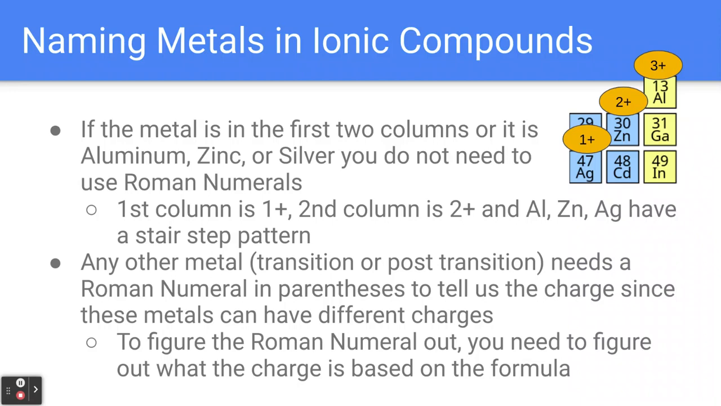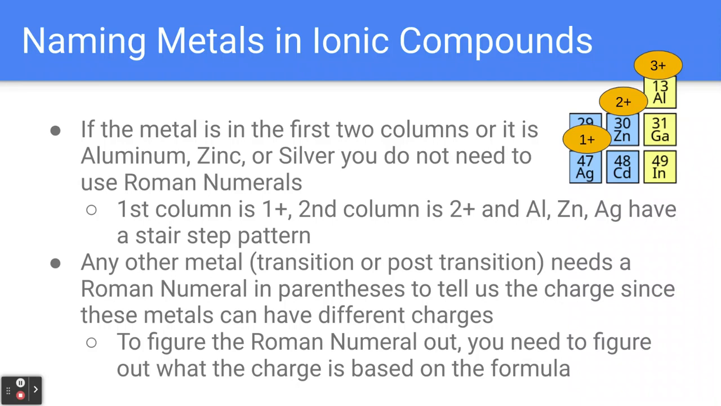So the rules to this: if a metal is in the first 2 columns of the periodic table, so like lithium, sodium, potassium, that column there, or if it's in the next column, which is calcium, barium, strontium, rubidium, those ones there, those are always going to have the same charges. So first column is always +1. Second column is always a +2 charge. And then there's this nice little trick here.